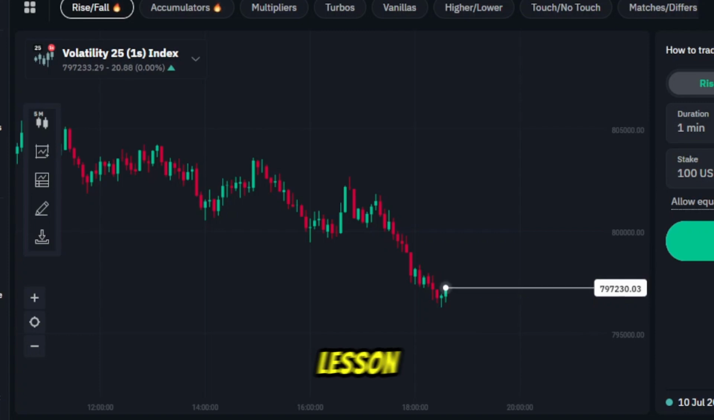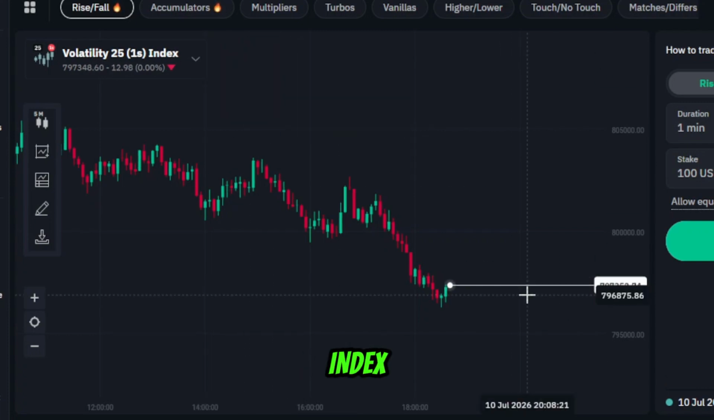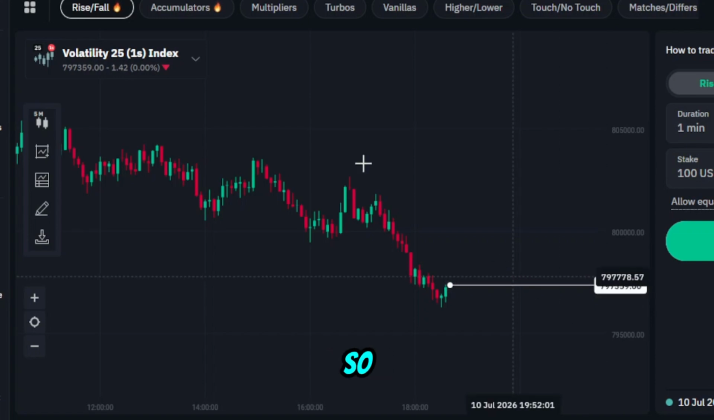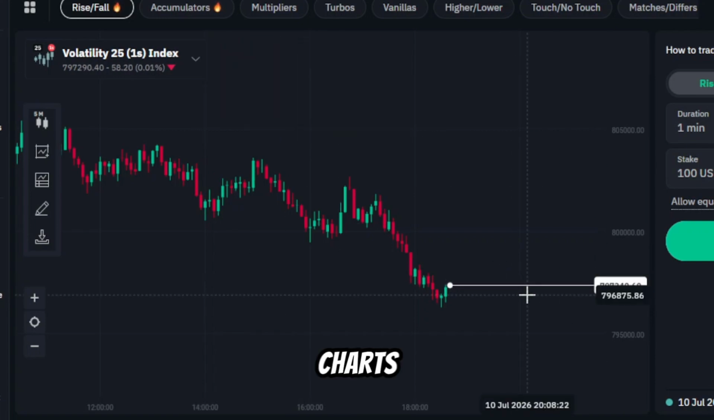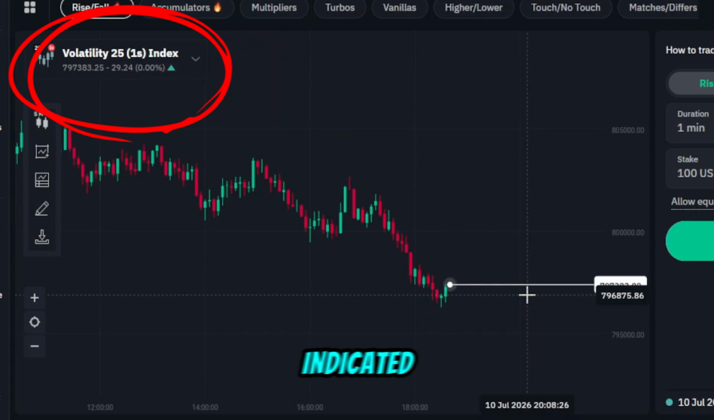Now onto today's lesson. Firstly, you want to make sure you are on Volatility 25 1-second index. This strategy can also be used on the other volatilities offered by Deriv, such as Volatility 10 index, Volatility 15 1-second index, and even Volatility 50 index, but it works best on the Volatility 25 1-second index, so make sure that you have it opened up on your charts. To do this, look at the top left corner of your chart, and it should be indicated.